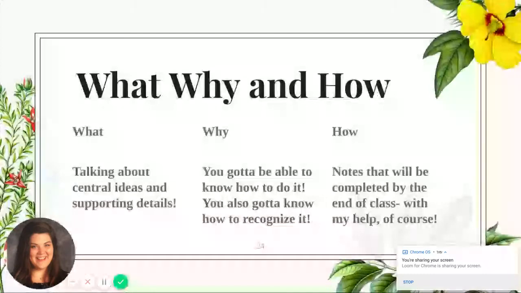And the reason why we're doing that is because you have to be able to know how to identify those things, right? You have to be able to know how to recognize someone's claim or argument or the central idea of their piece. But then you also have to be able to recognize the details that they use to support it. And then by learning those things, you are going to be better equipped to write those pieces yourself.